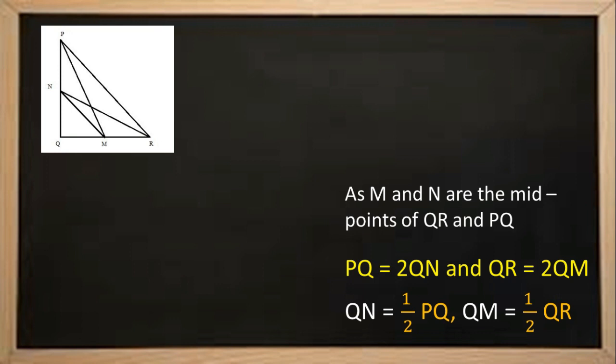In a similar manner, M is the midpoint of QR. So hence we can say that QR is equal to twice QM or twice MR. Hence it can also be said that QM is equal to MR, which is equal to half of QR. So these are the results that we can draw from the given statement that M and N are midpoints.